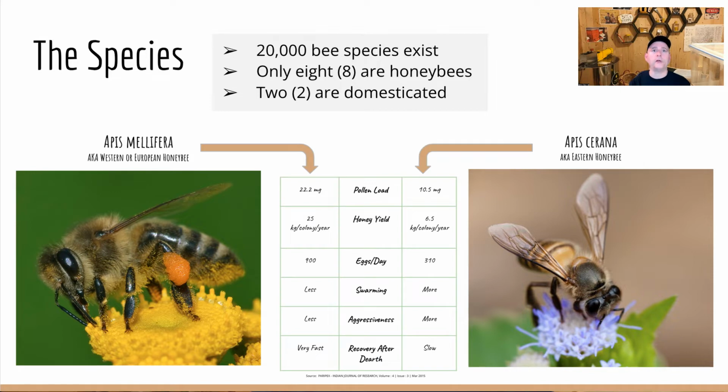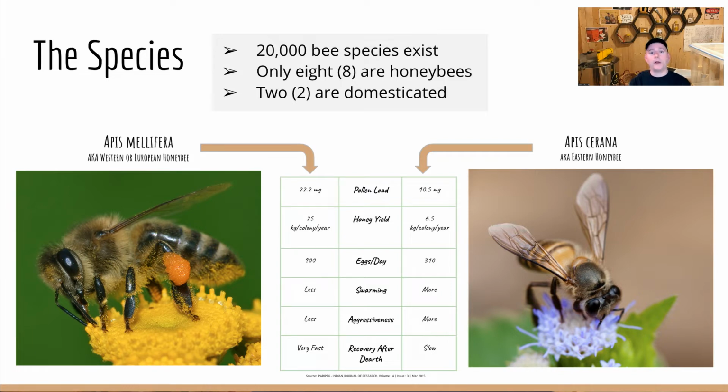I'll show you here what it is. There were a lot of things in there. I just picked some of the most interesting facts. From a pollen load perspective, the amount of pollen an individual bee can carry, the Western honeybee can carry twice as much as the Eastern honeybee.